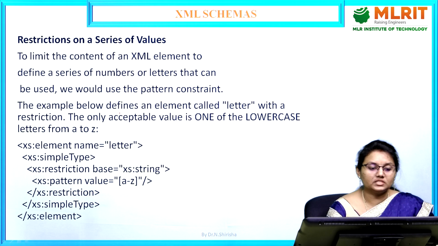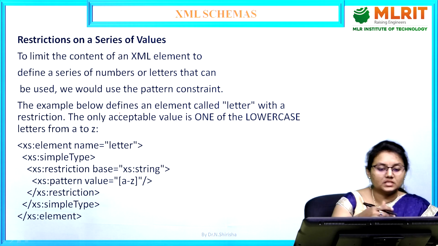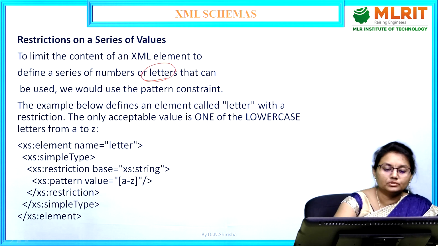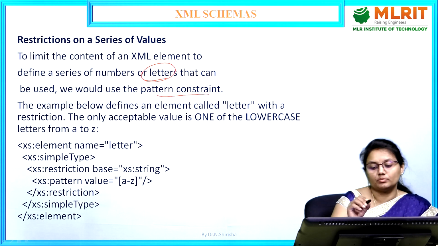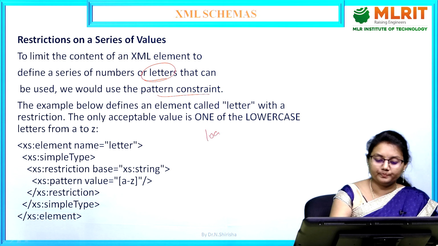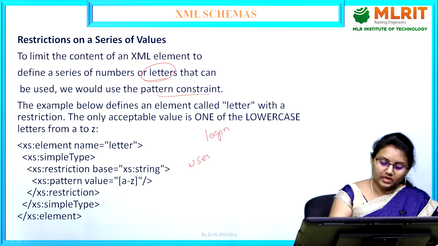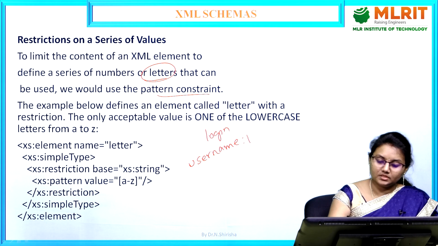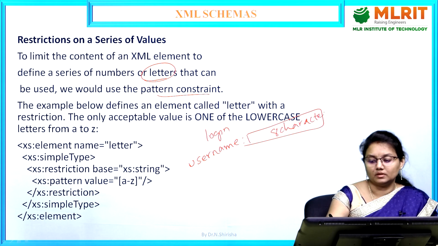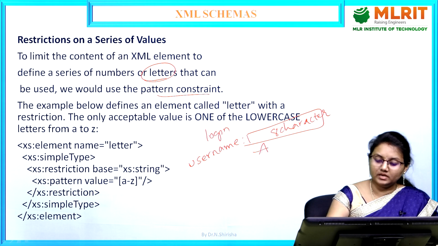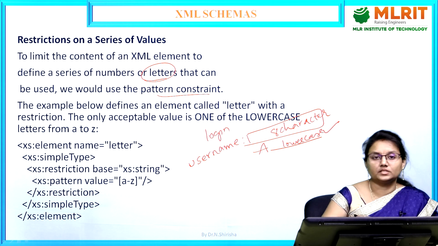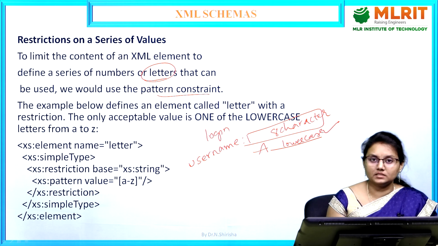Restrictions on a series of values limit the content of an XML element to define the series of numbers or letters that can be used. You use a pattern constraint. So what are pattern constraints? Suppose you have a login page. You have a username. For this username I want only 8 characters, starting with a capital letter followed by lowercase letters. This is a restriction I am giving. This is a pattern that I am giving.